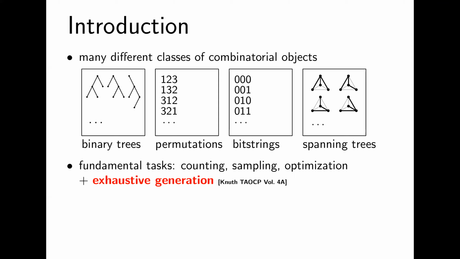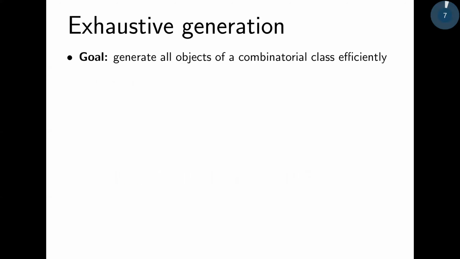In this talk, I will focus on a fourth task, not the first three, but another task, and this is exhaustive generation, which means we want to exhaustively generate all the objects from the class, each object exactly once. And this topic is covered extensively, for example, in Knuth's book, The Art of Computer Programming. In the most recent volume, there's a large part devoted to this topic.